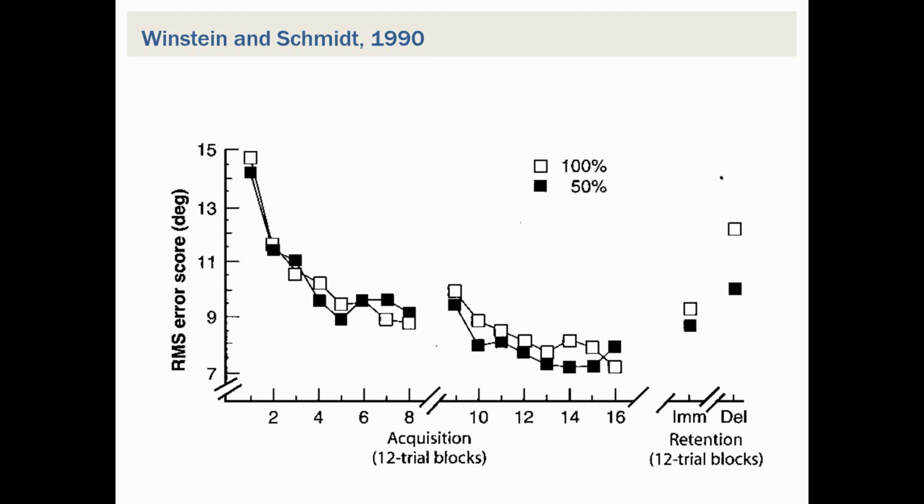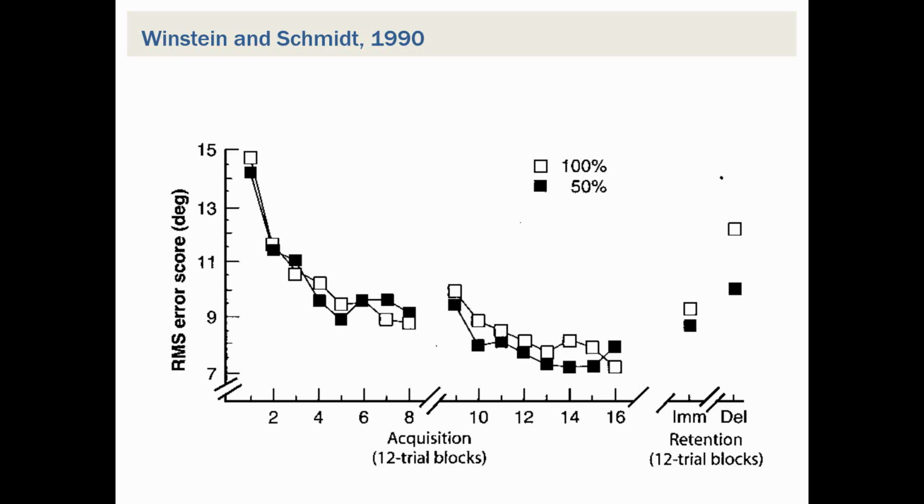In this particular study, Weinstein and Schmidt, which was again already 3 decades ago, right? Learners were asked to draw a really complex pattern on a computer screen, and they were provided either with 50% feedback, which was feedback on about 50% of the trials, or they were provided with feedback on 100% of the trials. So the frequency of feedback was doubled in one versus the other.